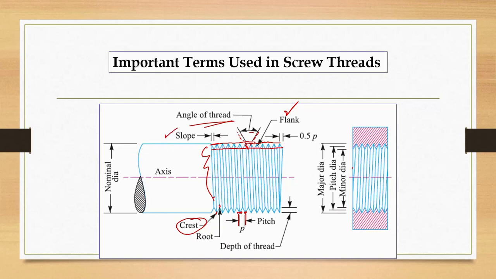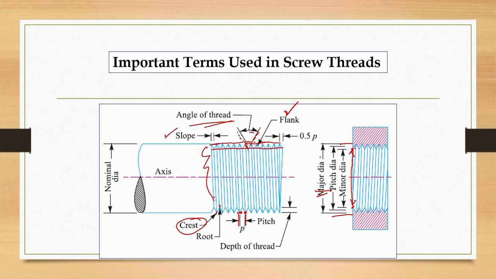And for the whole bolt, if you measure from this root to the other root, we call it the minor diameter. If you measure from crest to the other crest, it's called the major diameter, and the average of these two is called the pitch diameter. So the distance between two roots is called the minor diameter. We generally call it the core diameter, or we call it the root diameter. It's the same thing, three different terminologies for the same thing. So minor diameter is also called the core diameter, also called the root diameter.